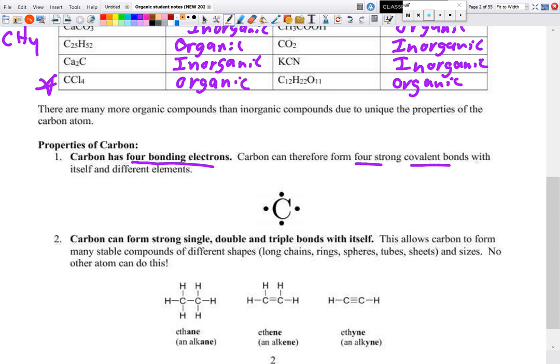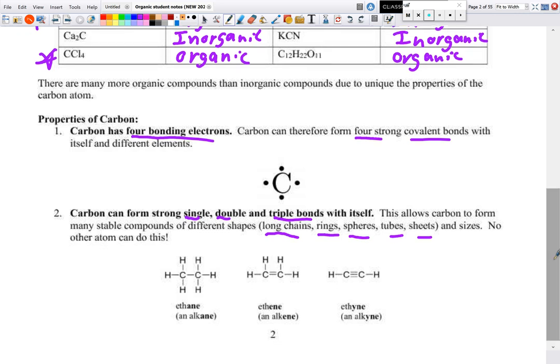Not only that, it can form single bonds, double bonds, or even triple bonds with itself or other molecules. Depending on the combinations, we can get long chains, we can make rings, spheres, tubes, sheets. There's a bunch of different stuff that carbon can do, and no other atom can do this, just carbon. So this is why it's so unique. And we have examples right here of carbon-carbon single bonds, double bonds, and of course triple bonds. Now for these names, we're going to get into how these names actually work.